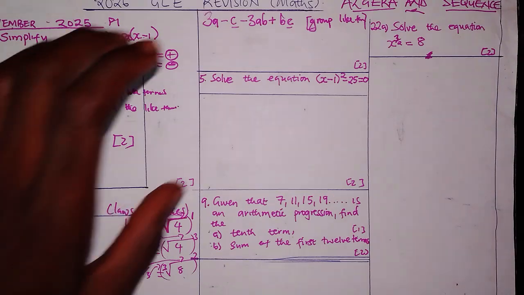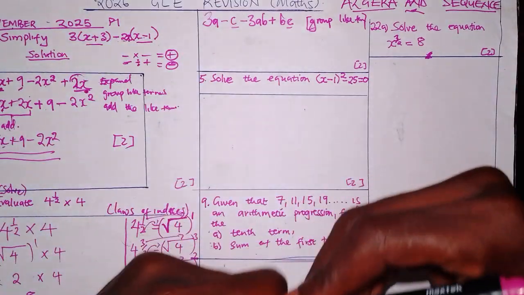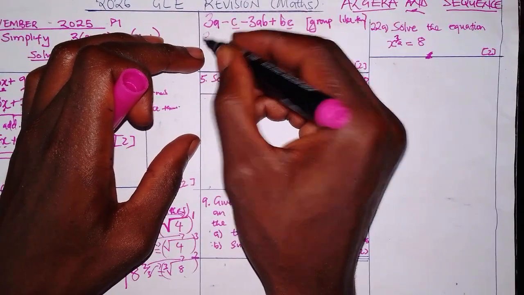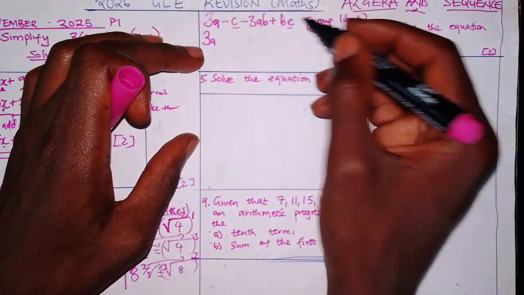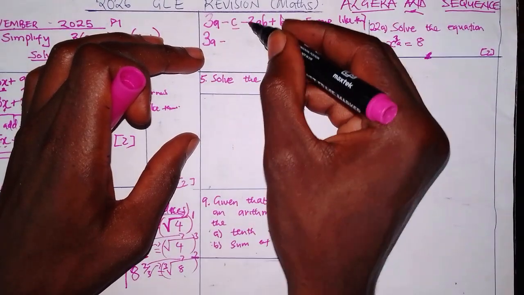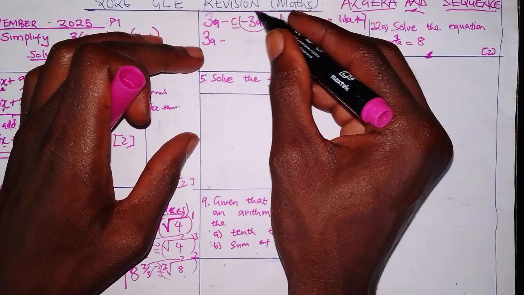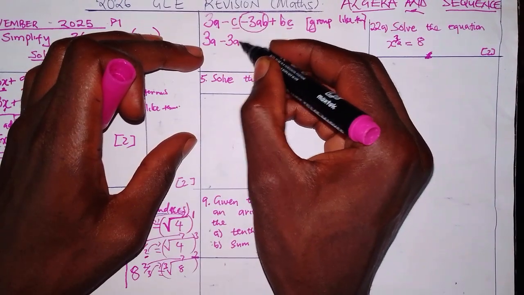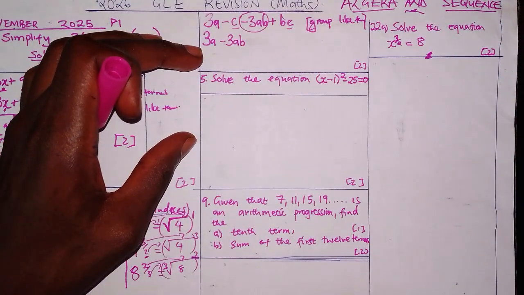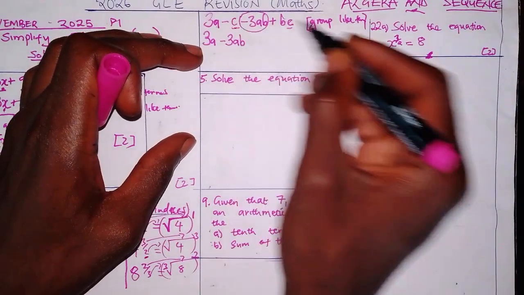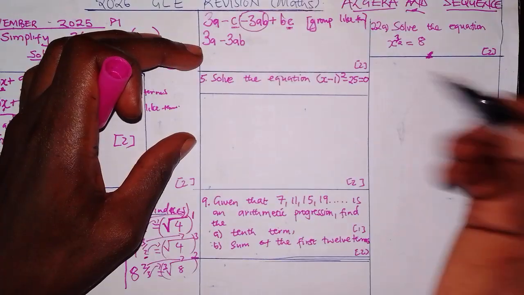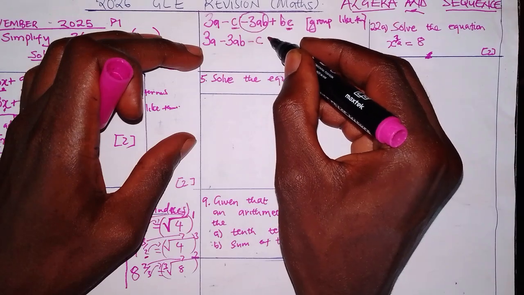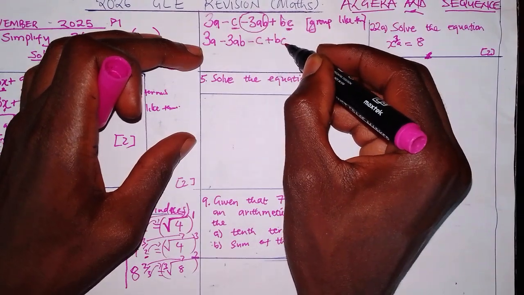So now you can pick them. You say 3a is like terms with, you take the entire number with the sign, so this is minus 3ab. Then what do we remain with? We have c, and here we have also c. So these are also like terms. So you say minus c plus bc.